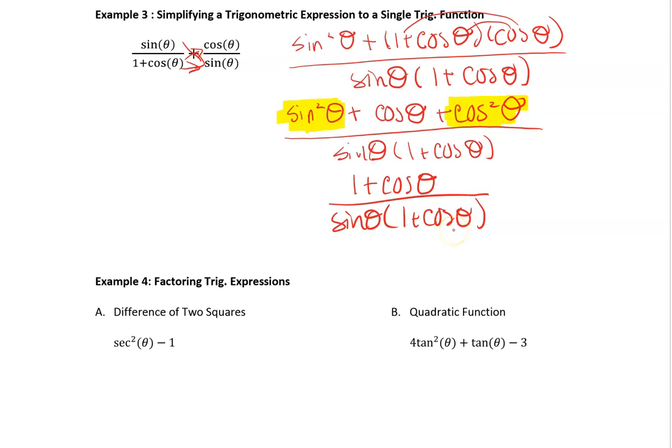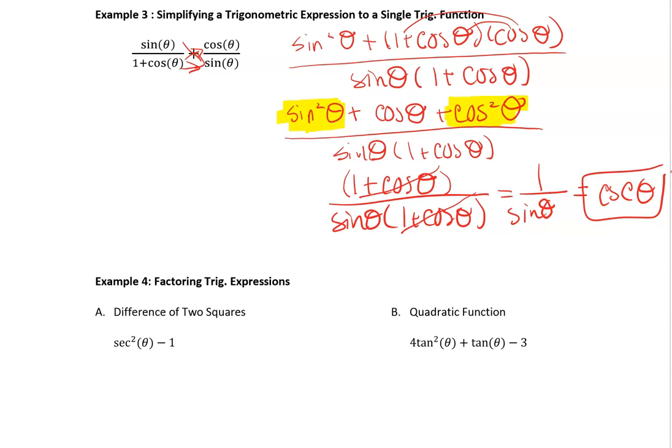Now again, this is why I left it factored in the bottom, because this whole piece also exists in the bottom, so I can cancel that. I can cancel that because we're looking at multiplication in the bottom. You cannot cancel if it's just addition and go, oh, I got that piece and that piece. So this simplifies to 1 over sine theta, and that simplifies to cosecant theta.